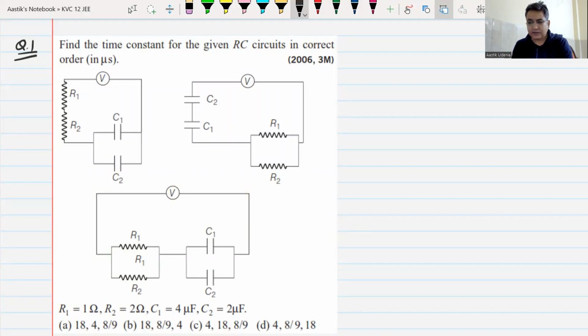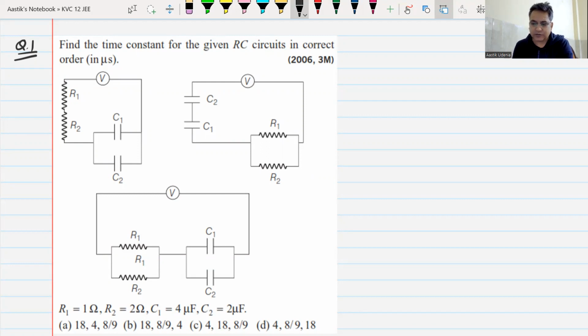Well, then this is the question that comes up for you. The question from JEE Advanced. Find the time constant for the given circuit. The same question can come in your JEE Mains. They may not even change the values. Find the time constant for the given RC circuit in the correct order.